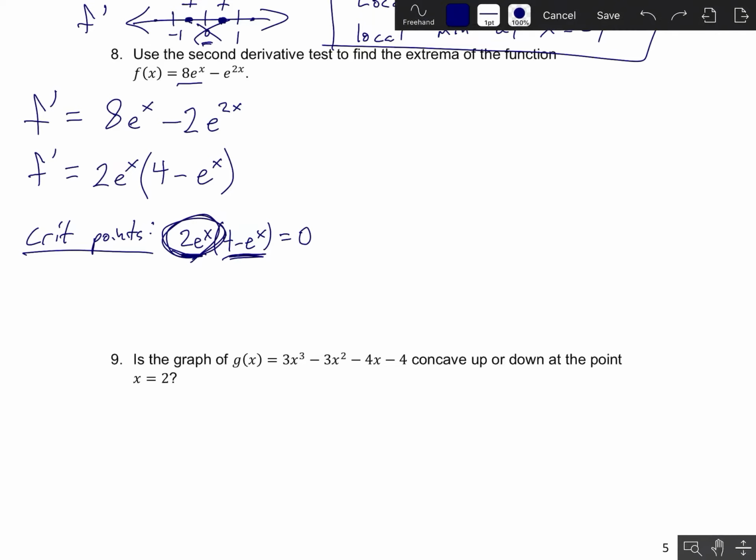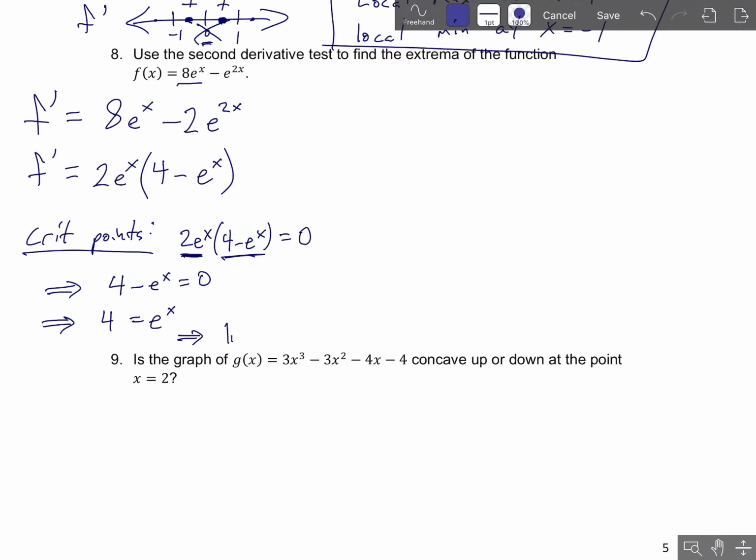And therefore, if this product is 0, what we get is that the second factor here has to be 0. So because that first factor is non-zero, we get 4 minus e to the x equals 0. And now we can solve this equation for x. If I just add e to the x to both sides, I get 4 is equal to e to the x. And then taking the natural log on both sides, I'll get ln of 4 is equal to x. So this is our only critical point.